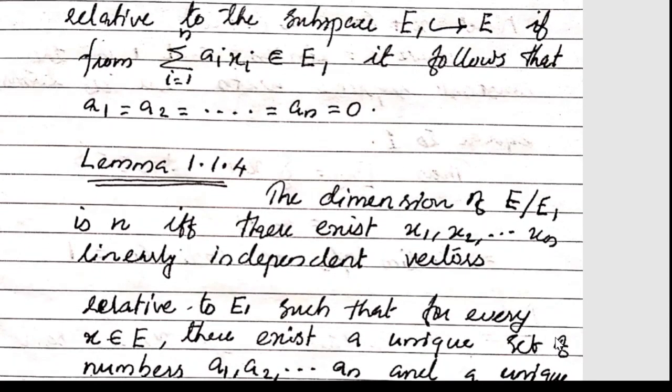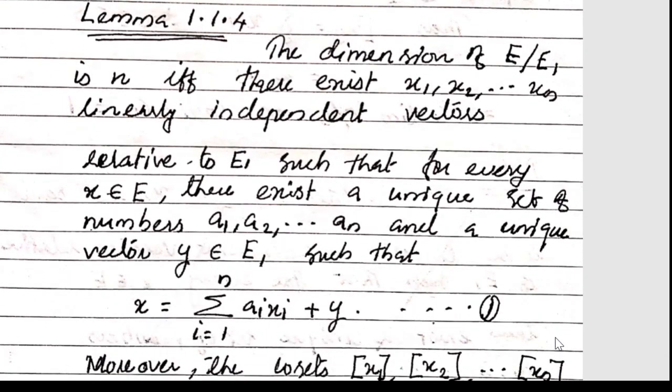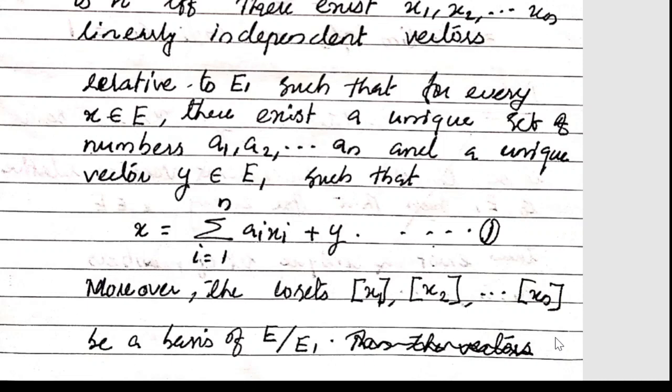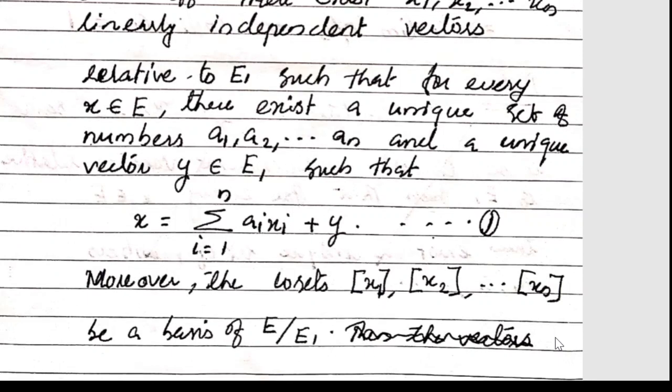Now Lemma 1.1.4: the dimension of E/E1 is n if and only if there exist x1, x2, etc., xn linearly independent vectors relative to E1 such that for every x belonging to E, there exists a unique set of numbers a1, a2, etc., an and a unique vector y in E1 such that x can be written as the sum over i equal to 1 to n of ai xi plus y. That is nothing but the linear combination of vectors xi plus some y. Moreover, the cosets of x1, x2, etc., xn form a basis of E/E1.